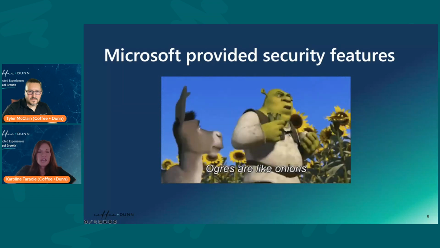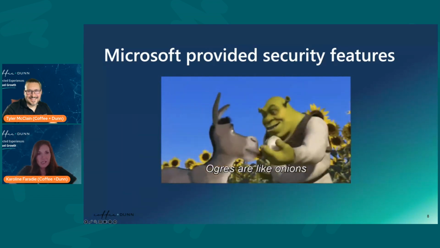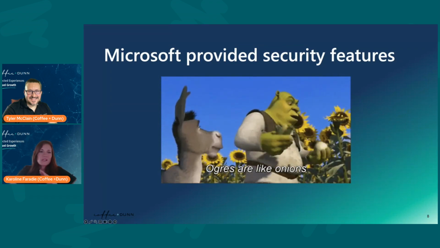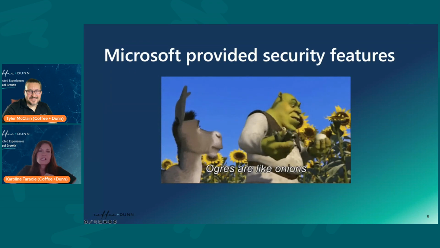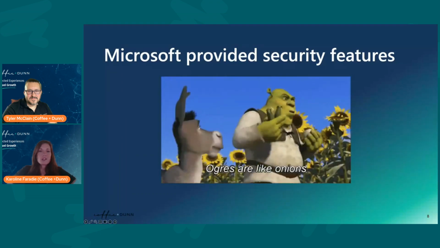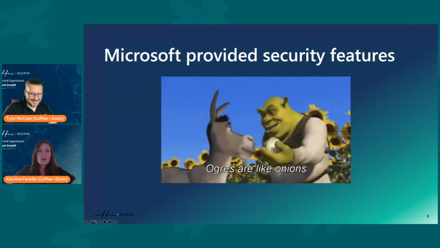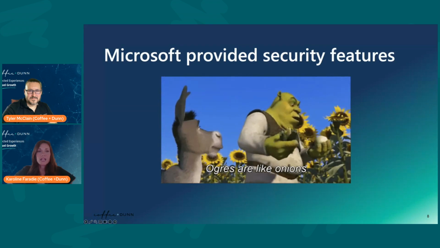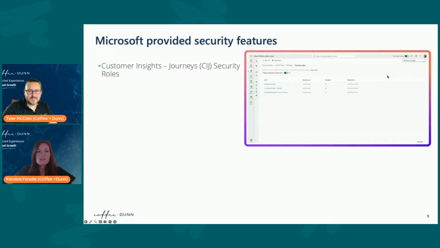Okay, so now let's get into some of the Microsoft provided security features. I love this Shrek GIF that says ogres are like onions, because I do believe that Microsoft is very similar in that Microsoft security also has a lot of layers, in that we are constantly peeling back those layers and seeing how they should be applied to the system. So now let's get into the first one, which is Customer Insights Journeys Security Roles.